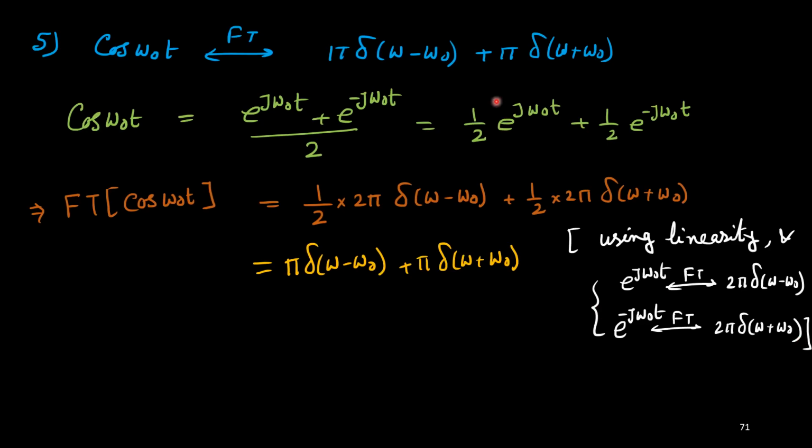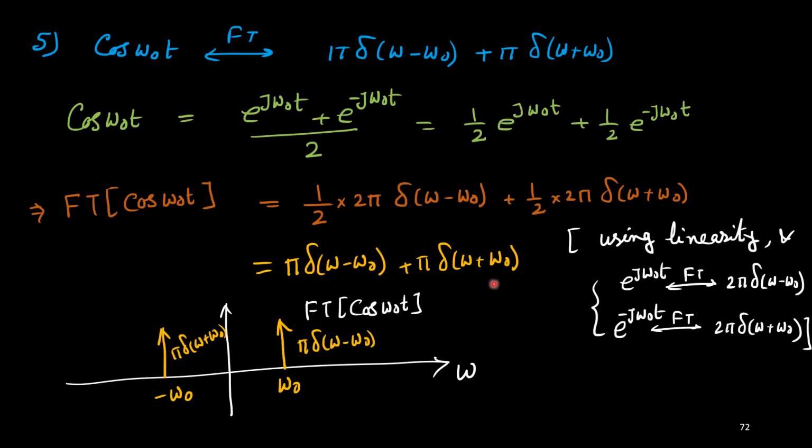Now you see this has the weightage half, and for this one it is 2 pi del omega minus omega naught. This is the plus sign, and this is half. This one's spectrum is 2 pi del omega plus omega naught. So the 2 will cancel out everywhere. It is pi del omega minus omega naught plus pi del omega plus omega naught. If I show it in a figure, I'll have one impulse here at omega equal to omega naught, and one more impulse at minus omega naught, that is here. This value is pi times del omega minus omega naught.